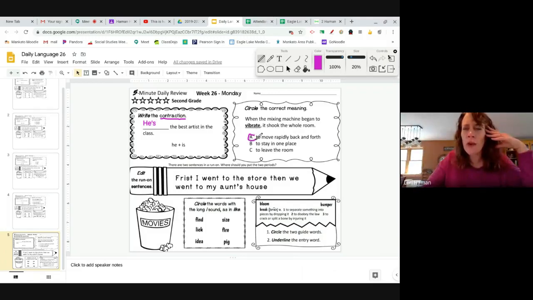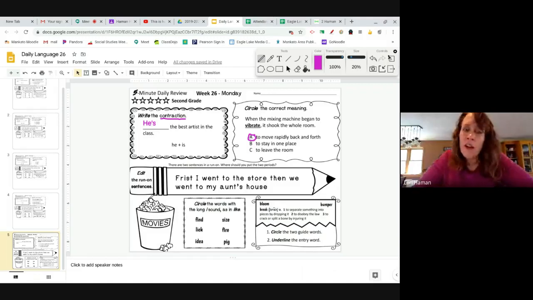Now, with that in mind, maybe that makes me make a good guess as to what this word is. Could this word be vibrate? When the mixing machine began to vibrate, it shook the whole room. That makes sense.